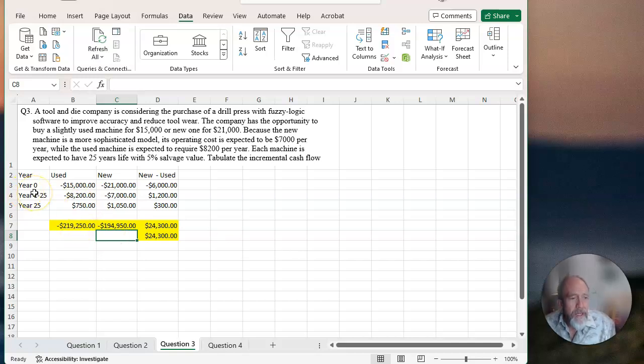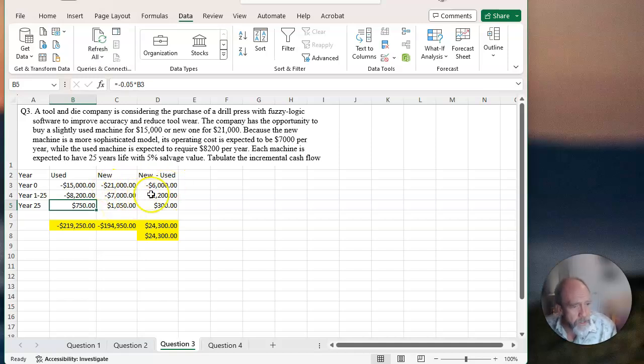Now, I could have put year 1 through year 25 all together here, and if you do that, more power to you. You really didn't need to do that because you can get the final numbers here pretty easily without doing that. But essentially they said, okay, this used piece of equipment costs a net of $15,000, a cost of $8,200 per year, and a return value of 5%, which would be $750. Same thing with the new, just different numbers.